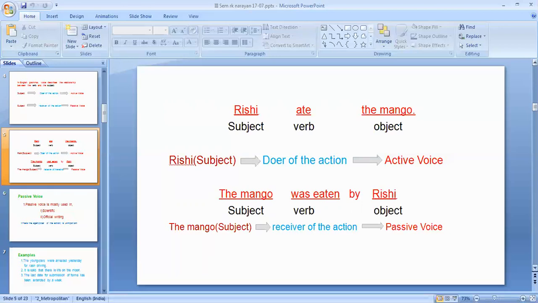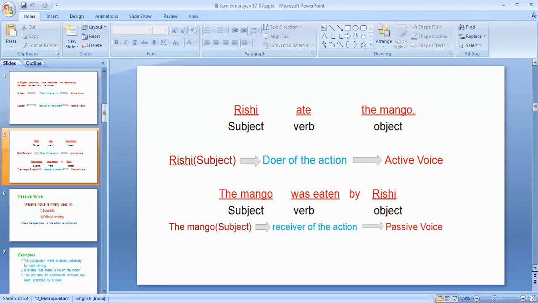And on what is he doing the action? What is he eating? He is eating the mango. So the action is taking place on the mango. So it is the object. If we see the arrangement of the sentence, the doer of the action, Rishi, is in the position of subject. And the receiver of the action, the action is ate, and the receiver of the action is the mango. Its position is object. So when the doer of the action is in the subject position, the first sentence is in active voice.